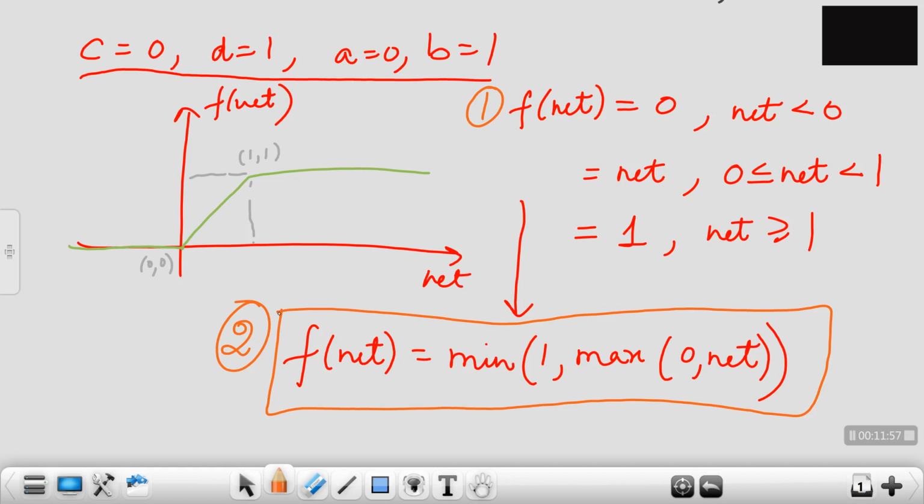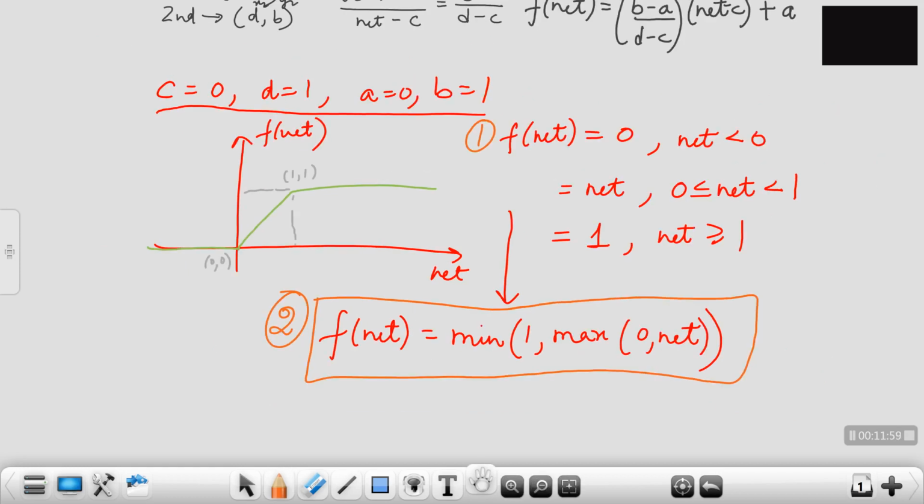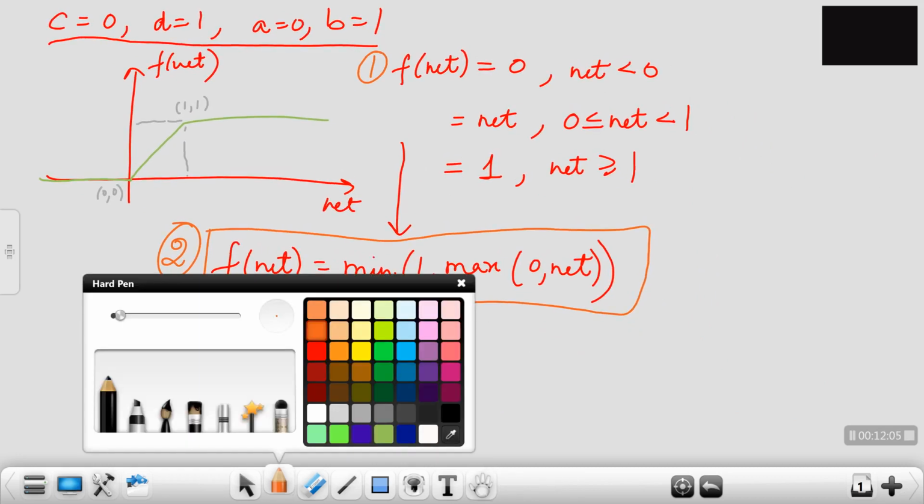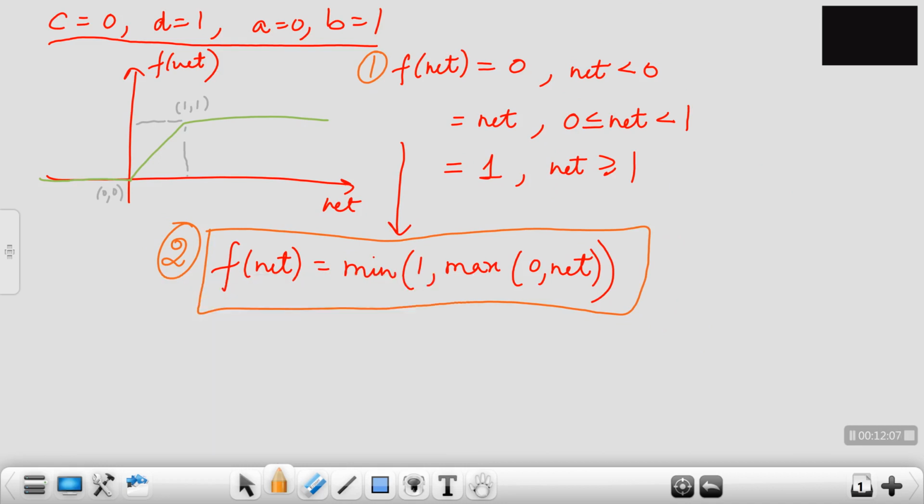Now whether it is true, we shall take a look at an example and see whether this equation holds true. So we shall take an example, net is equal to 2. So when net is equal to 2, what should be the answer? Ideally, by looking at this, net is equal to 2, meaning f of net should be equal to 1. But we shall check.